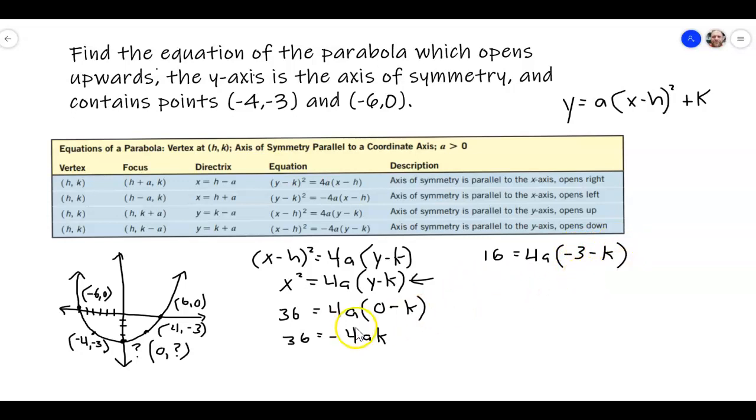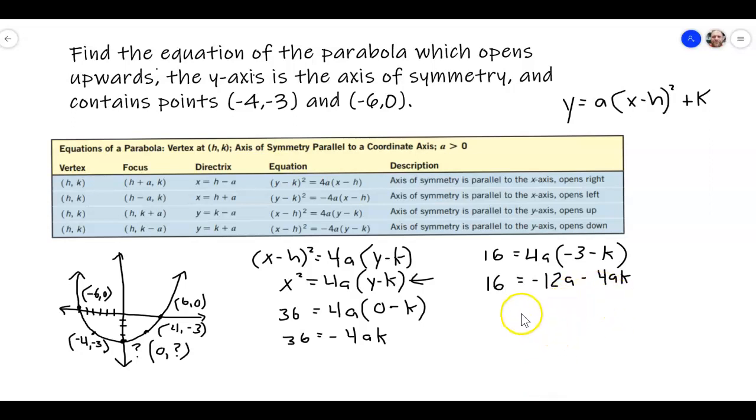All right, so notice we're going to have 2 equations and 2 unknowns here, and hopefully we remember how to solve those, but I think this one's going to turn out a little bit easier than we think. So this is going to be 16 is equal to -12a minus 4ak.